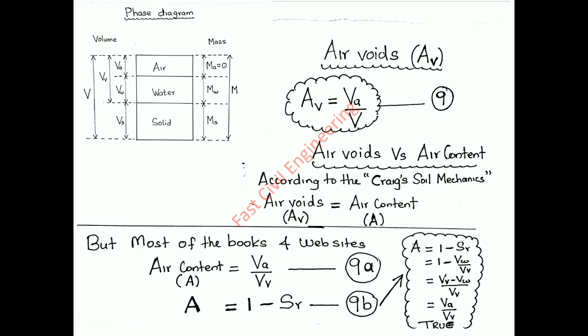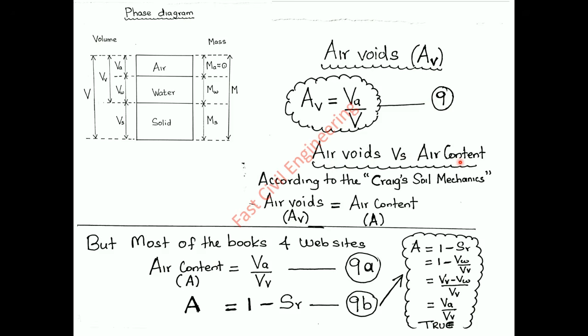Air voids, AV, is equal to volume of air over total volume. AV is equal to VA over V. Equation number 9.